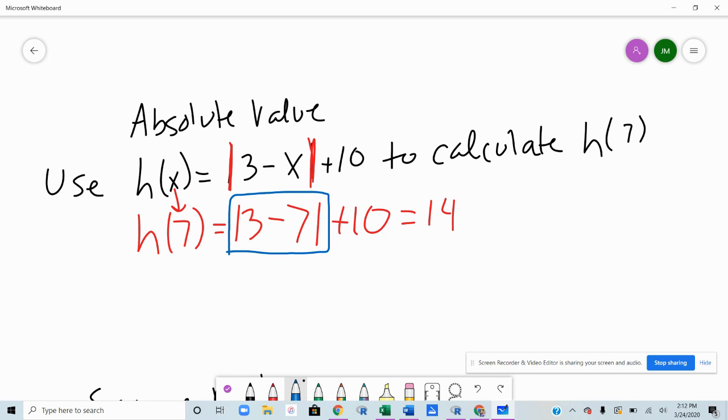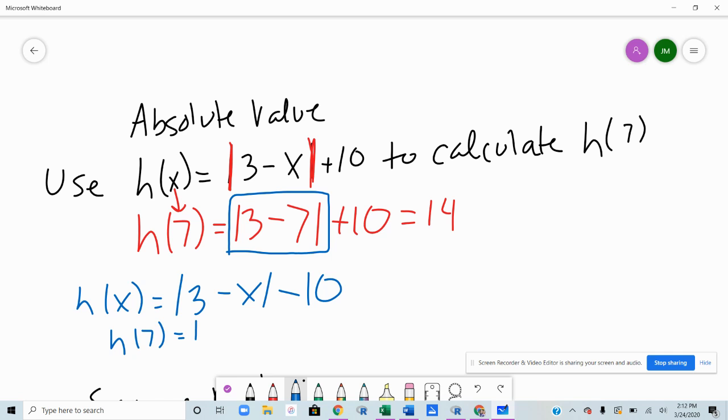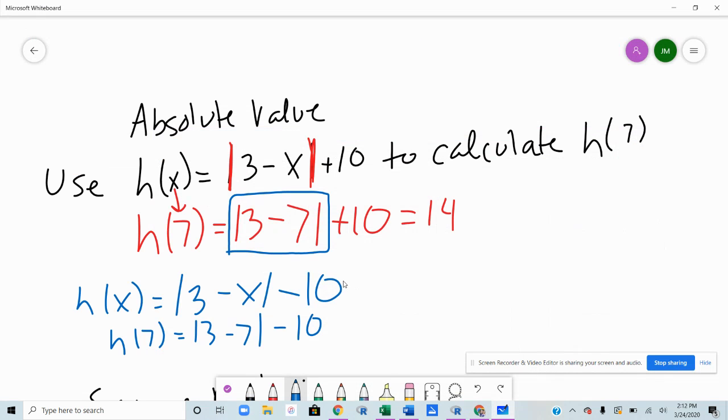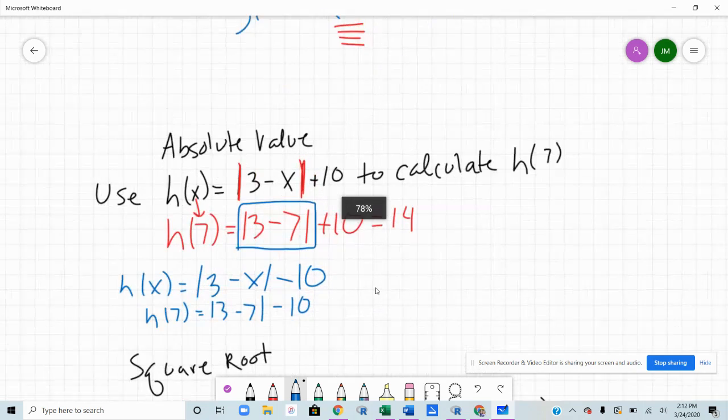If my function was h of x equals absolute value of 3 minus x minus 10. Okay, so h of 7 would still be 3 minus 7, but now I make that a minus 10. I want to change that real quick in Desmos and show you how I just make this a minus 10. I can get a negative answer. The only part that has to be positive is the portion inside the absolute value has to end up positive. Okay, but if you just use Desmos to help you get your answers, you should be able to get your answer correctly pretty easily.